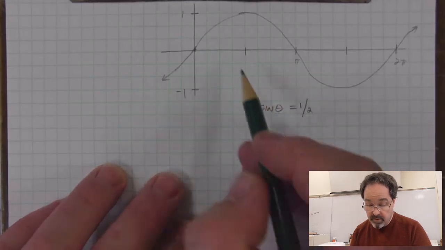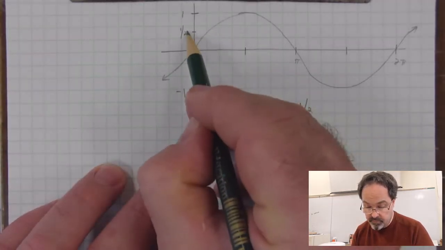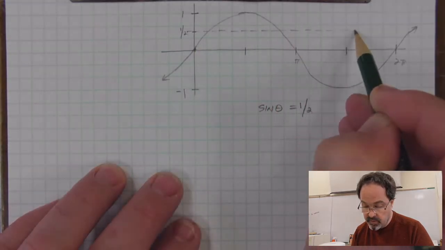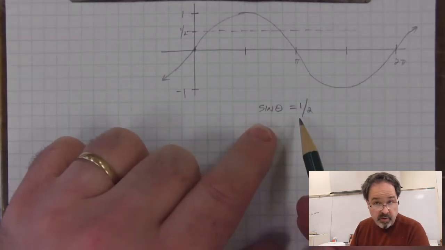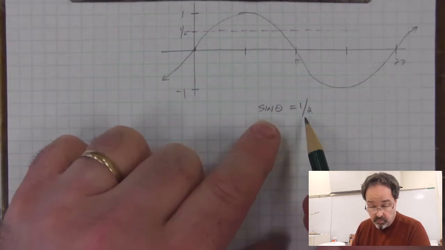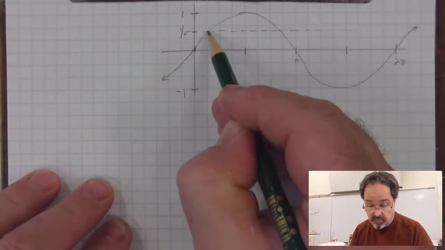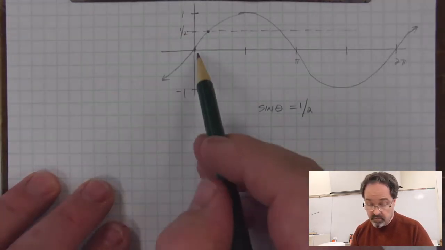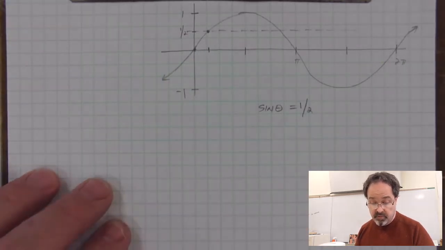The graph of 1/2 is very simply the constant function at 1/2. And we can find solutions to this equation when they're equal. The solutions are going to be at intersections. So here the graph of sine and the graph of 1/2 intersect. What is the horizontal value at that point of intersection?